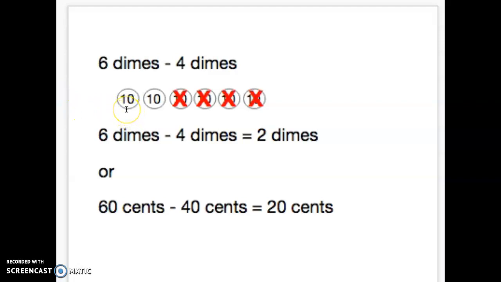So I started with 6 dimes. 1, 2, 3, 4, 5, 6. Notice because it is a dime, it is worth 10 cents. So that's why there's a 10 inside each circle. So I had 6 dimes and I'm going to subtract 4 dimes. So I'm going to mark off 4. 1, 2, 3, 4. You can see by my drawing that 6 dimes minus 4 dimes equals 2 dimes. I have 2 dimes left. Or I can also read this as 60 cents minus 40 cents equals 20 cents.